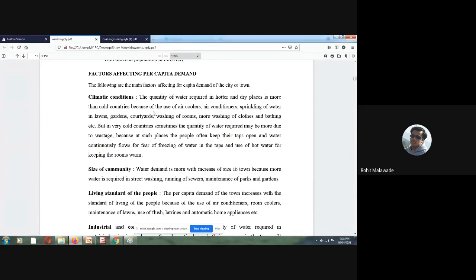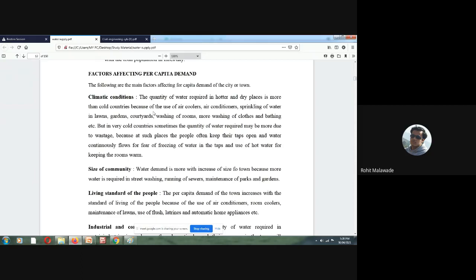Due to the different reasons, right? Lawn sprinkling, more drinking of water, more bathing, right? All these things will lead to more consumption of water. Is it clear? Yes, sir. Okay, what happens in a rainy season?